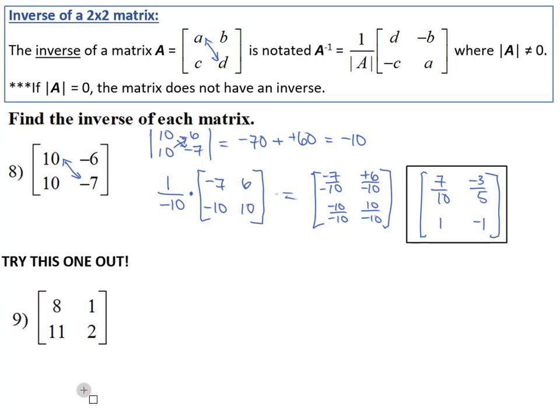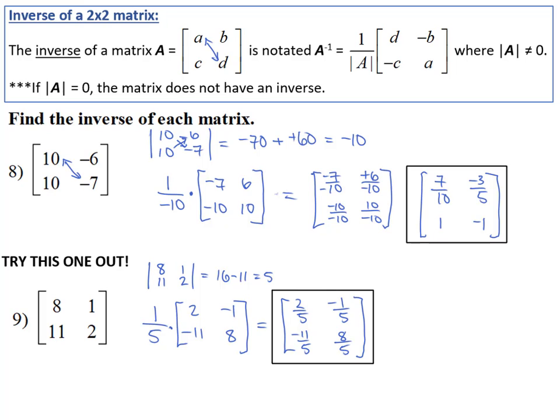Okay, here's one for you to try out. So find the determinant of the 2 by 2, put it in the denominator, right? 1 over that value. Don't forget to exchange the numbers in your main diagonal, trade places, and the other two values get opposite signs. So try that out for number 9. Follow your steps, see if you can come up with the correct answer here. So pause and try it now.